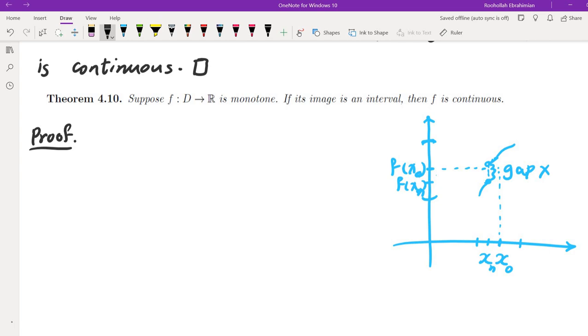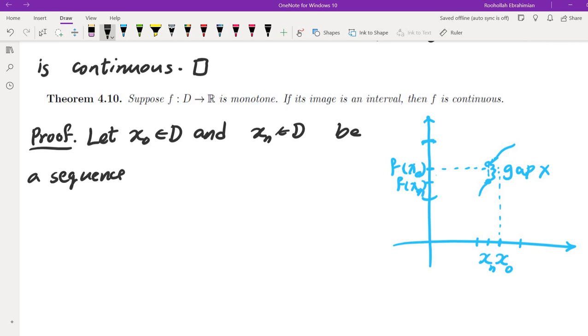Okay, so the first step of the proof is clearly, in order to show it is continuous, to show that if you have a sequence approaching a point inside D, then the functional value of the sequence approaches the functional value of that point. So we're going to start with: let x0 be in D and xn in D be a sequence with xn converging to x0. The objective is to show f of xn converges to f of x0.